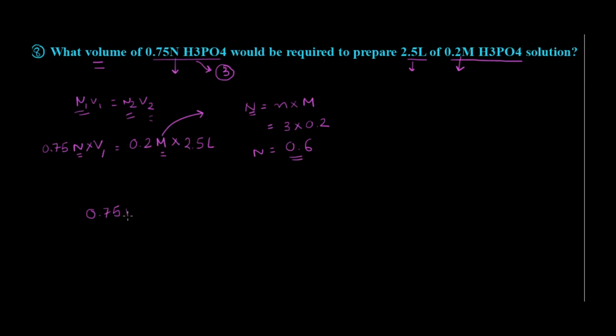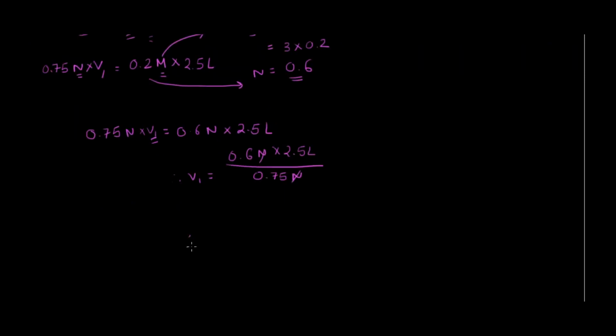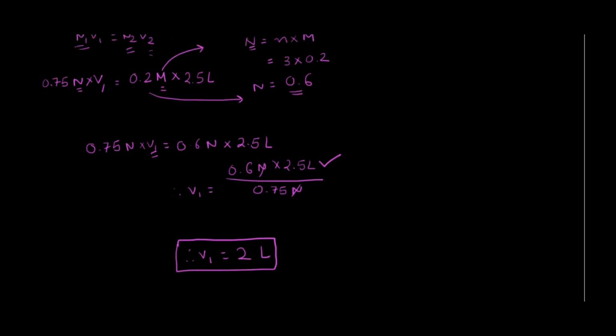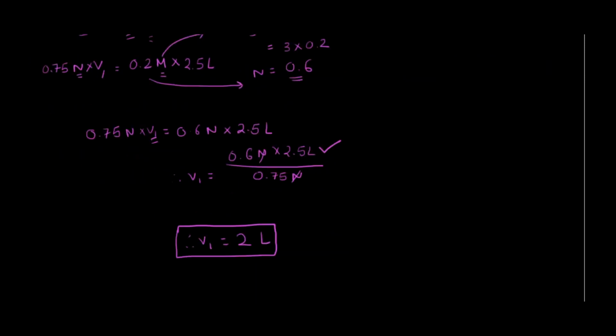So 0.75 normal into V1 equals, instead of this, we are going to put this value, 0.6 normal into 2.5 liter. Alright, we want to find V1. So V1 equals, normal cancels out, just simplify this. You would get the answer as 2. What 2? ml or liter? Liter, because that is what our unit is in. So you need 2 liters of 0.75 normal phosphoric acid, and we need 2.5 liter, right? So you make it up to 2.5 liter.